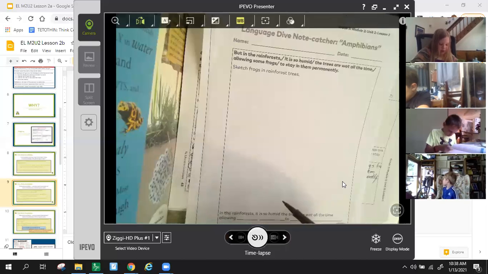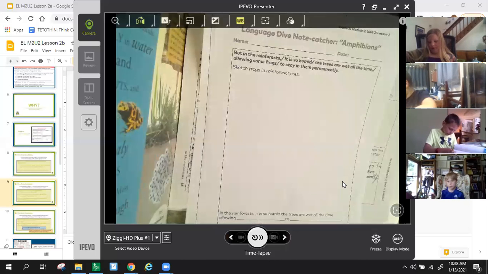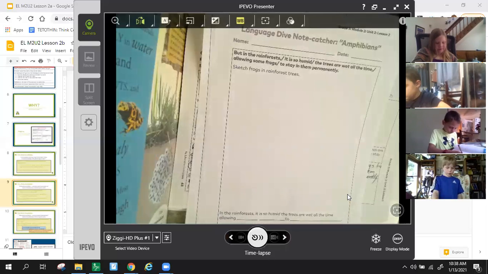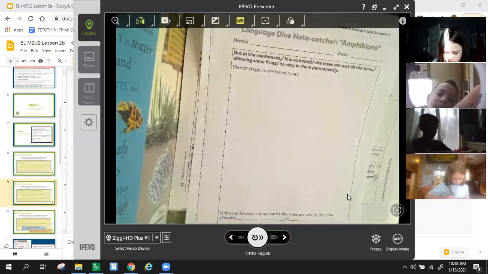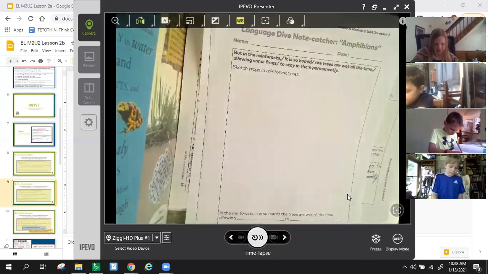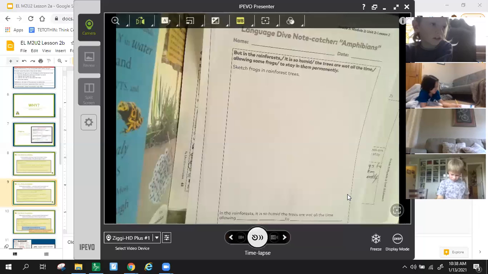Mr. Charlie Carr, you're getting your drawing on. Hi, bud. We're drawing on page 75. Just real quick. I'm only going to give you like a minute. So when it says sketch, it seriously means sketch. All right. Draw what you think it would look like to have frogs in the rainforest.